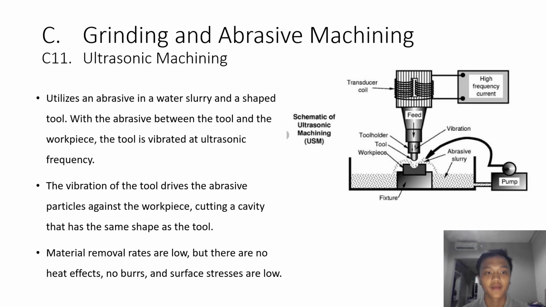So the next one is ultrasonic machining. Ultrasonic machining utilizes an abrasive in a water slurry and a shaped tool. With the abrasive between the tool and the workpiece, the tool is vibrated at ultrasonic frequency. The vibration of the tool drives the abrasive particles against the workpiece, cutting a cavity that has the same shape as the tool. Material removal rates are low, but there are no heat effects, no burrs, and surface stresses are low.